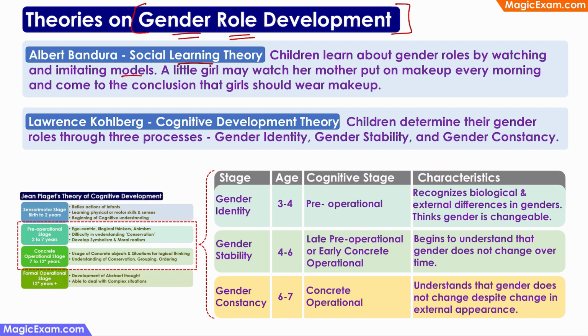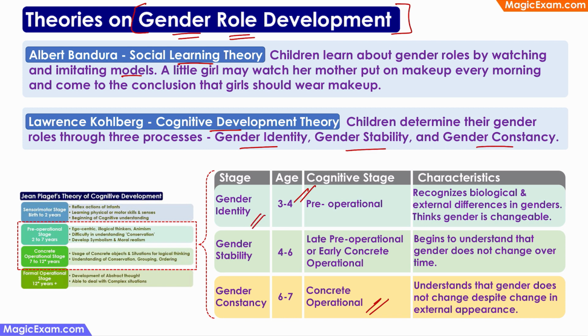Lawrence Kohlberg talks about gender role development in the cognitive development theory itself. In fact, he positions gender role development as part of Jean Piaget's cognitive development theory, because he says that this gender role development actually happens between the pre-operational and the concrete operational stage. And he says that this gender role development happens through three distinct steps. He calls them gender identity, gender stability, and gender constancy.